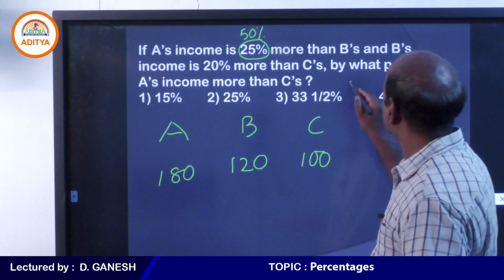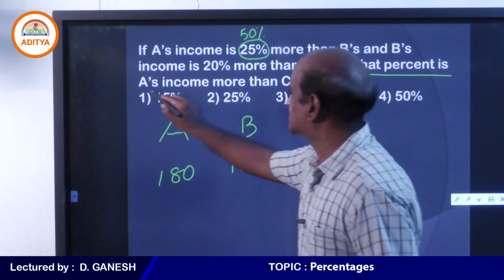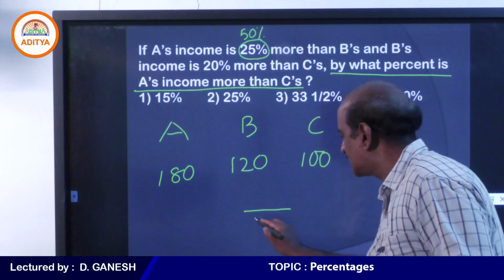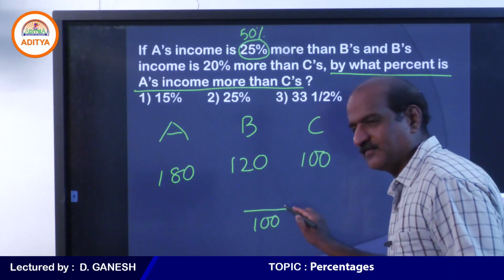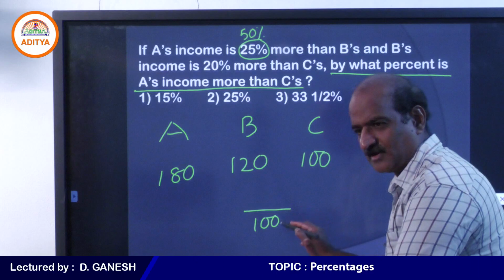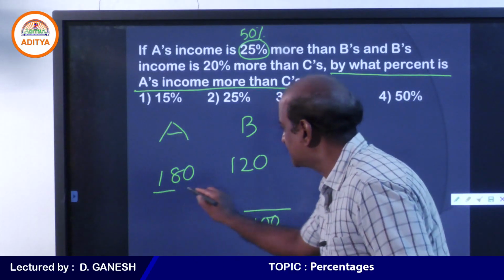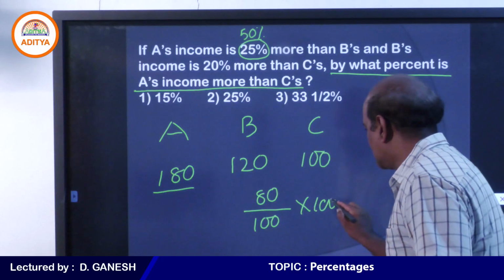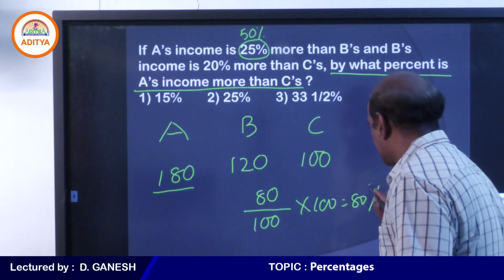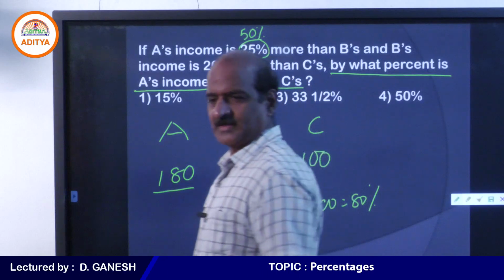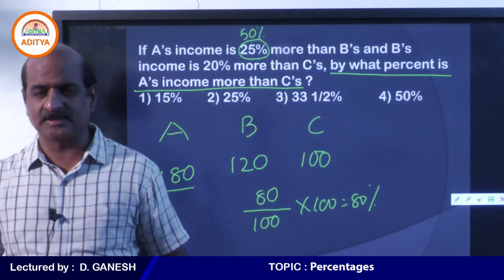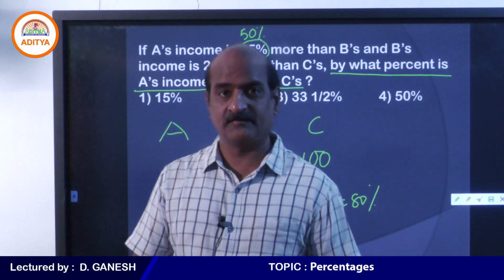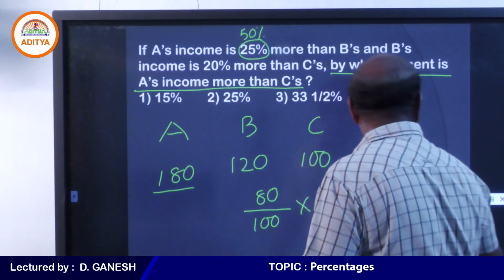Now the question is, by what percent is A's income more than C? We need to compare the income of A with C. Therefore, the denominator you take is 100. And A must be getting 80 rupees more when we compare with C. Therefore, your answer will be 80%. This is a very significant point in percentages because we need to compare everything with the starting number. I hope that you are getting it right.